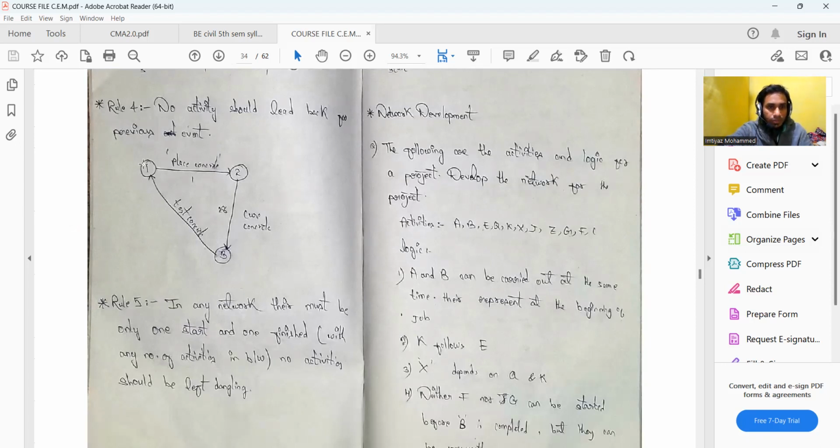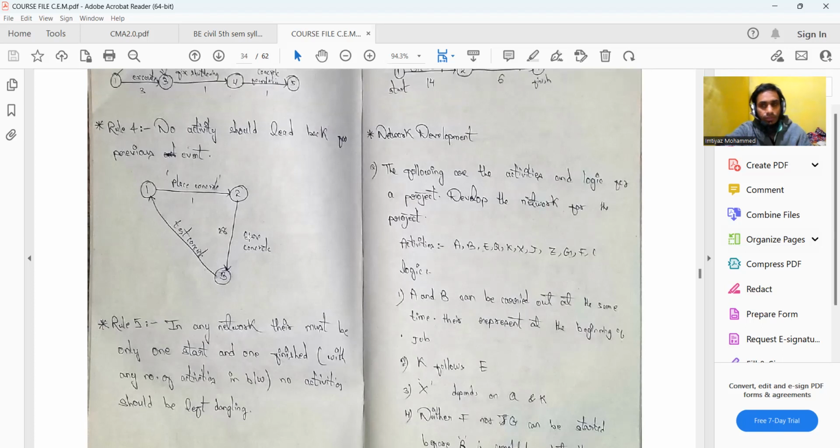Now this particular loop suggests that after the test concrete, we are going ahead with place concrete. But place concrete has already been completed. Only after the placing of the concrete and curing of the concrete can we go for the testing. Because of this particular diagram, or this particular looping where an activity is leading back to a previous event, this kind of anomaly should be avoided. So no activity should lead back to the previous event.